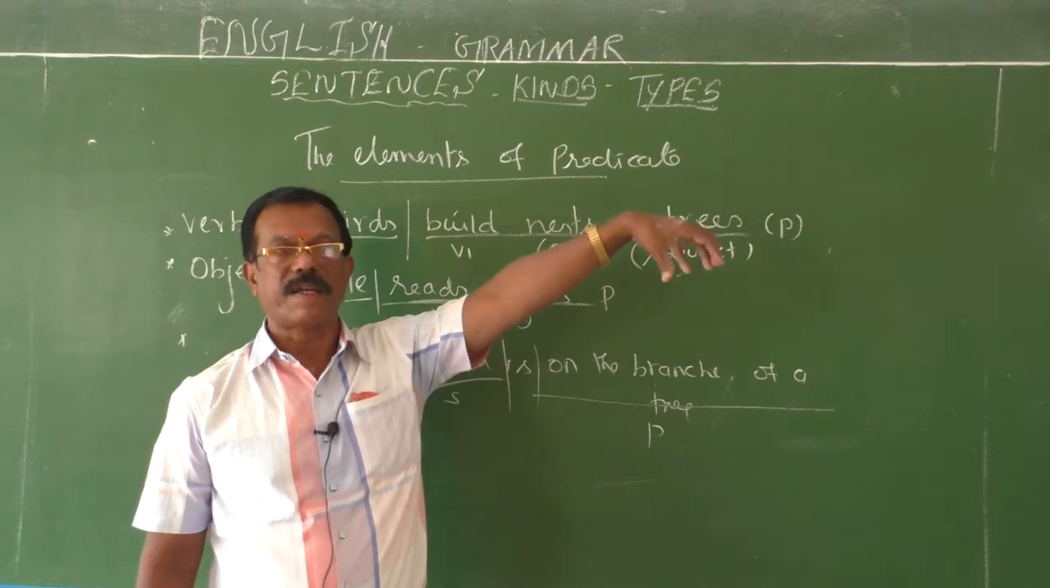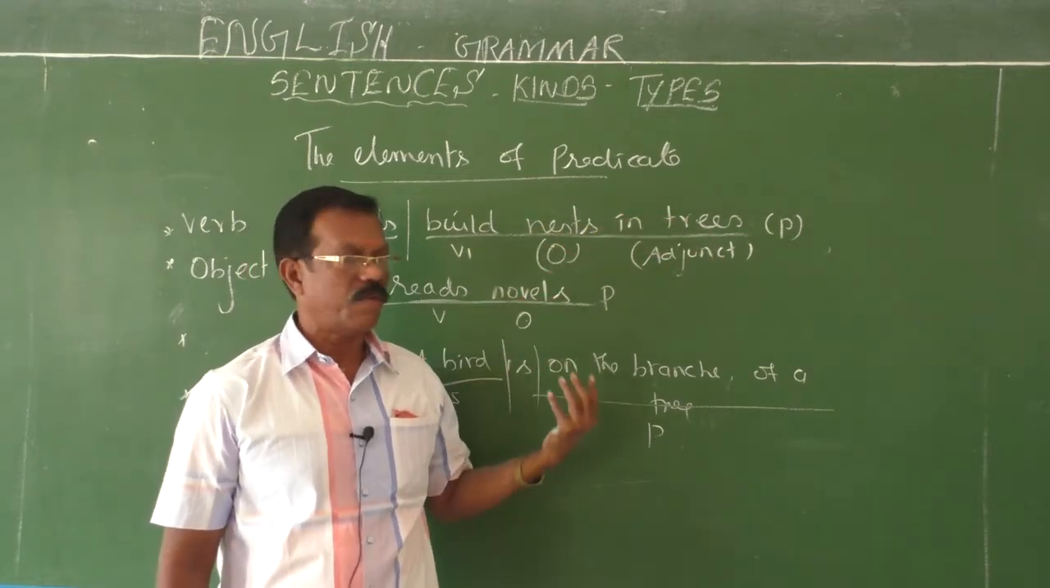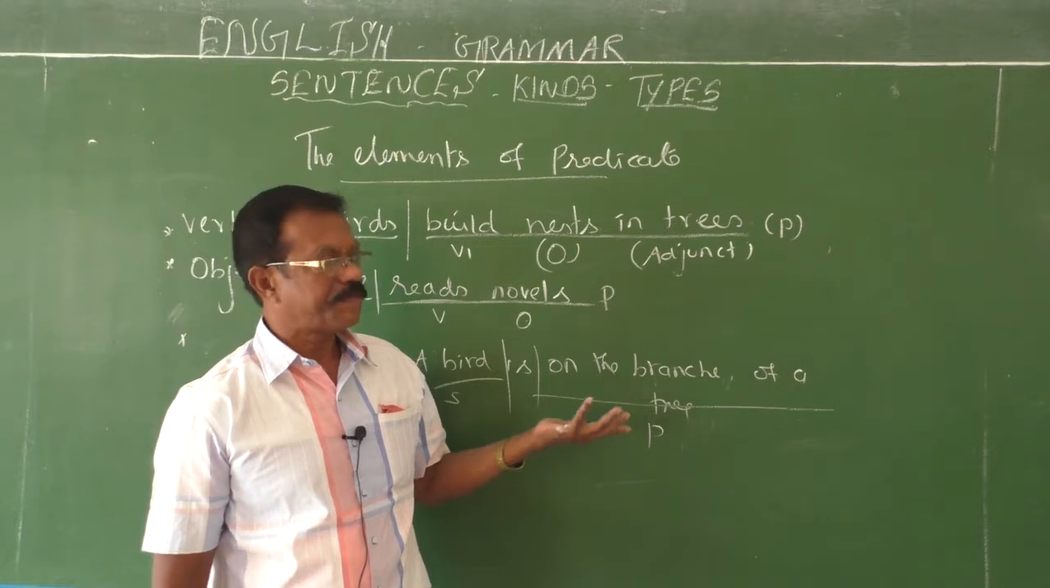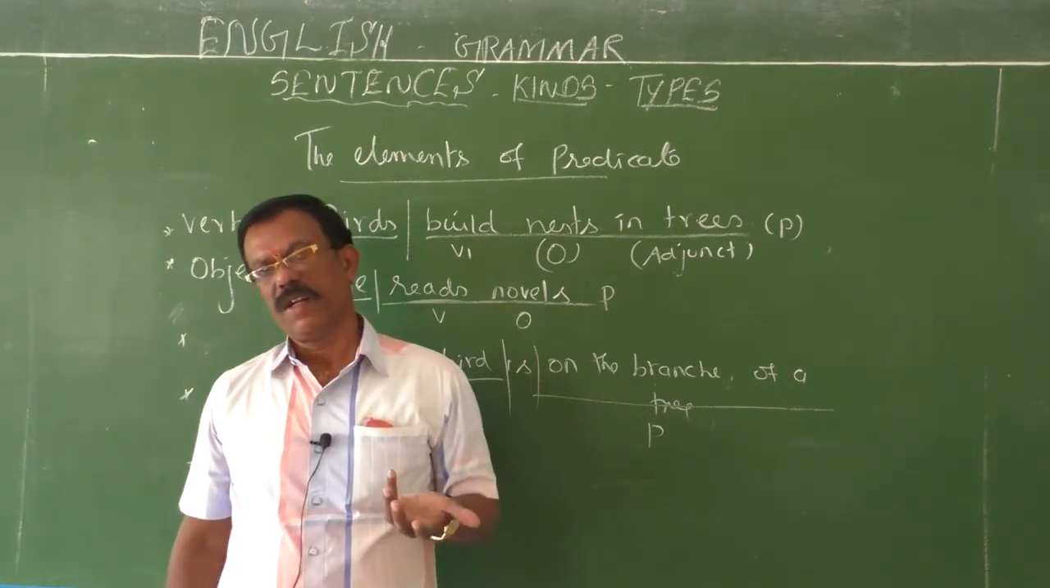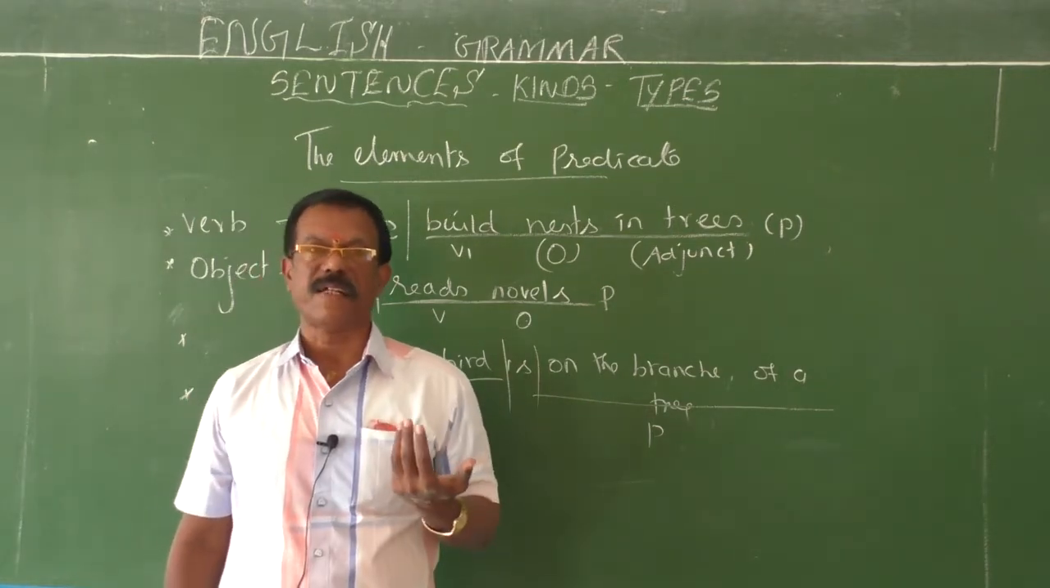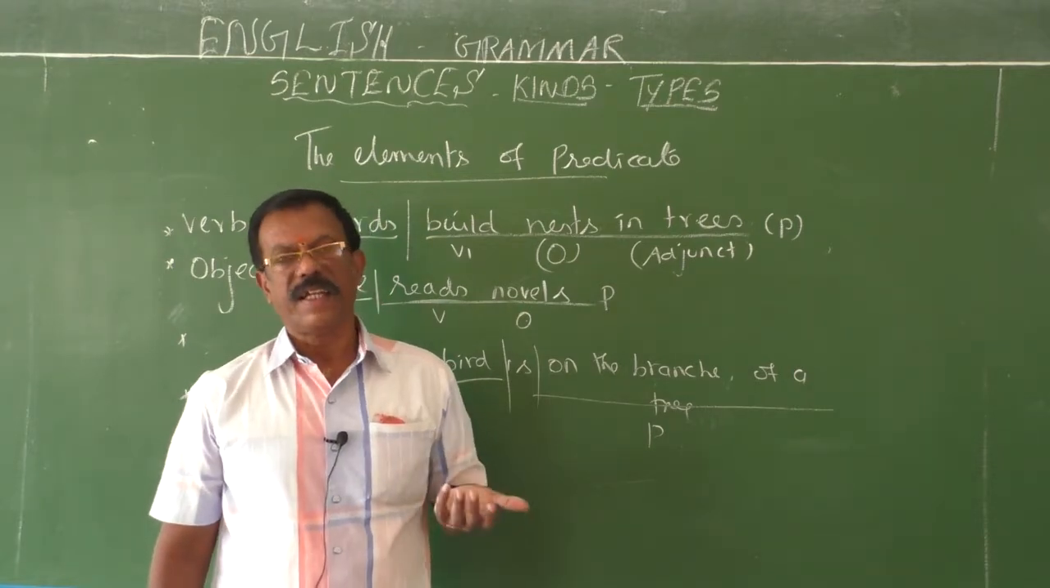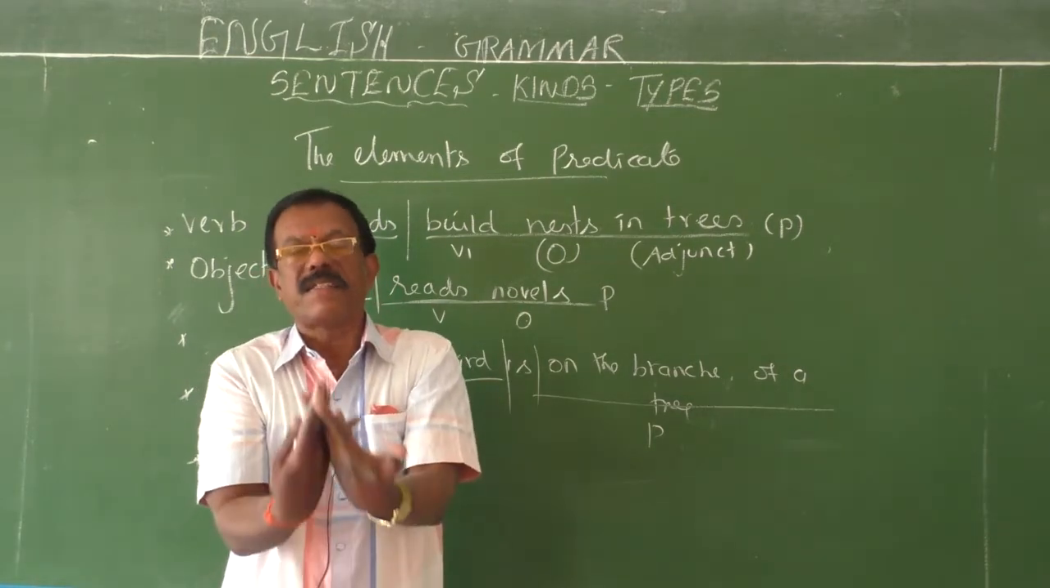And what can be the subject? I explained to you and I gave you one example. And what can be the predicate? What can be the elements of a predicate part of a sentence? Okay, fine. Next, let me explain the kinds of sentences.